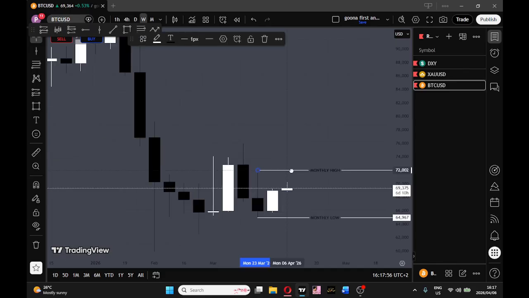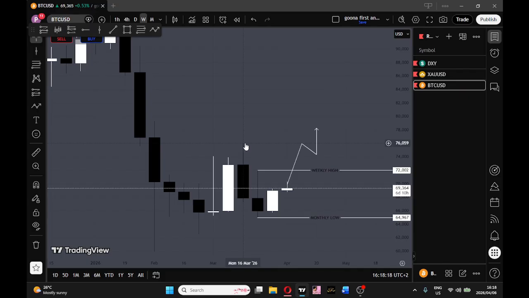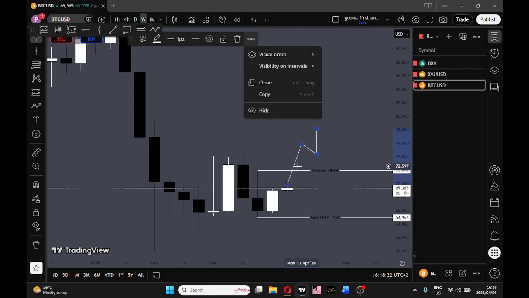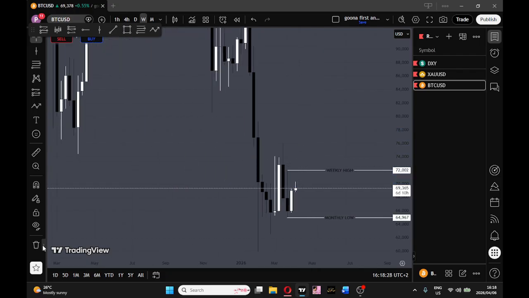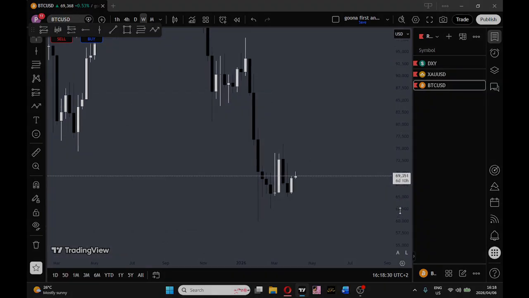We'll see a market structure shift once price moves above this monthly high and just starts pushing up. So once it pushes above this, it's gonna be our market structure shift. And once it pushes above this previous month's high right here, we're gonna look for bullish setups. So I think that's it for this video. That's all I see for this week. So we'll see what happens for the rest of the month.